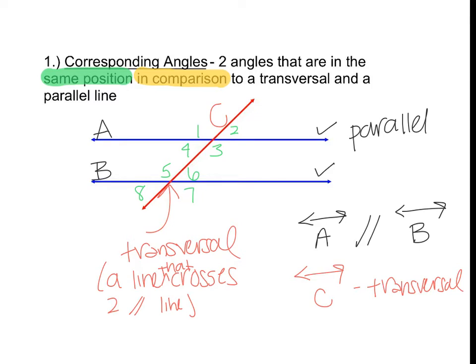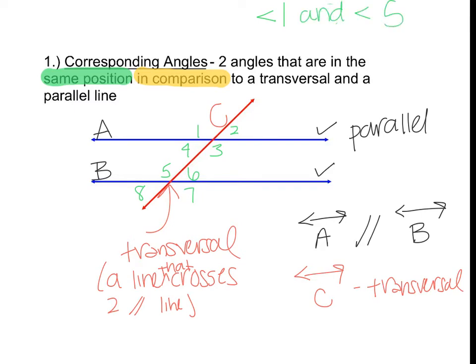Let's start with angle 1. Angle 1 corresponds to another angle in this diagram. Angle 1 is above parallel line A, and it's on the left side of that transversal line C. So do you see another angle in the diagram that's above a parallel line and also on the left side of the transversal? Hopefully you notice that's angle 5.